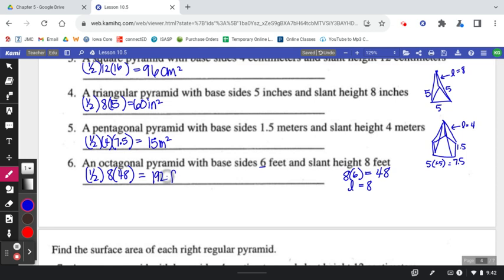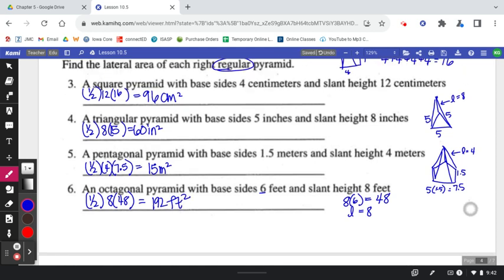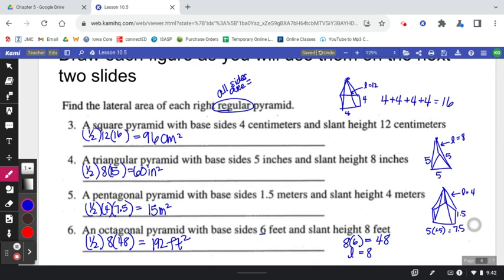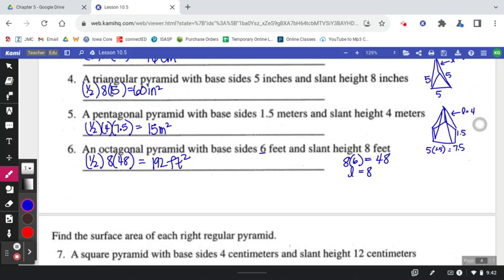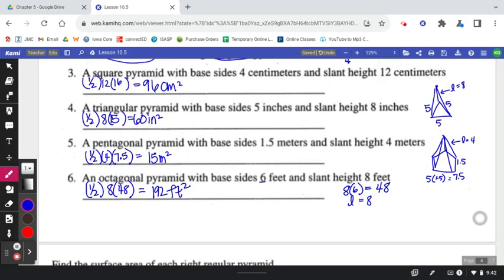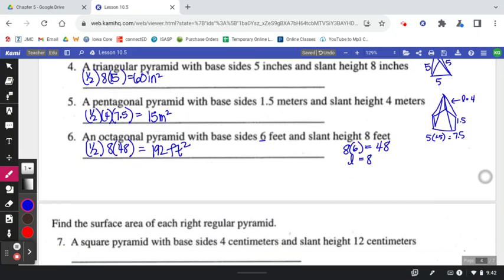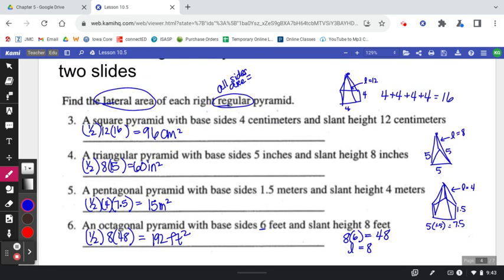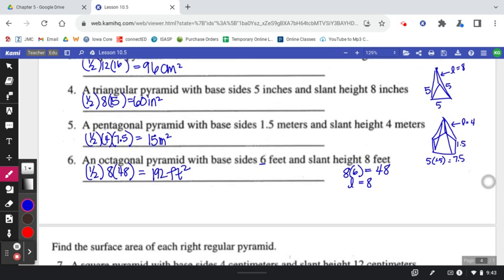192 feet squared. All right, so the reason we had to do all those is we're going to need to do the surface area next, which remember is taking the lateral area plus the base. So number 3 matches with number 7 here. So it's this picture up here of my square pyramid where each side is 4.